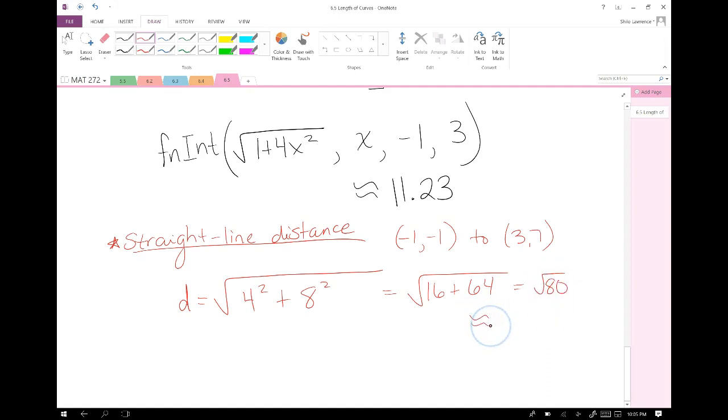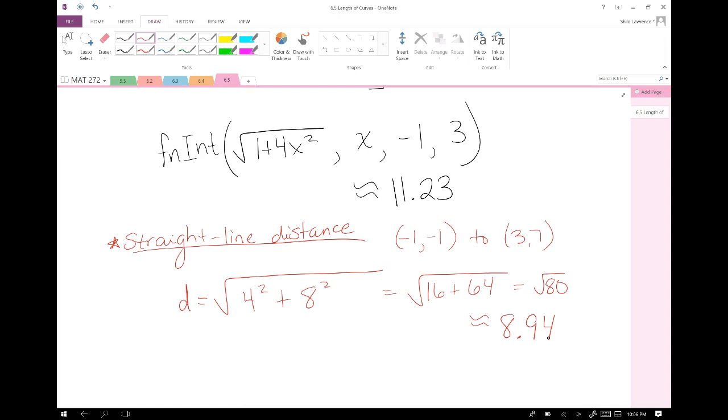And so that we can compare it, we'll probably want to change that to a decimal. And I got about 8.94. And that's about 1.25 times longer. So not quite 1.5, 1.25 times longer.